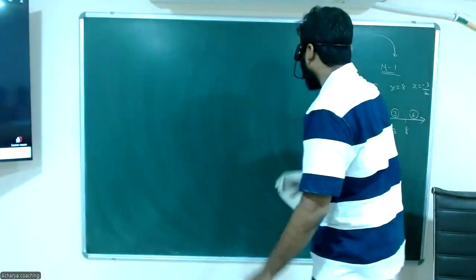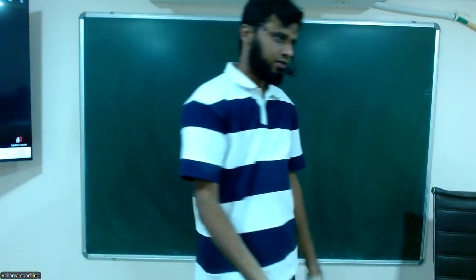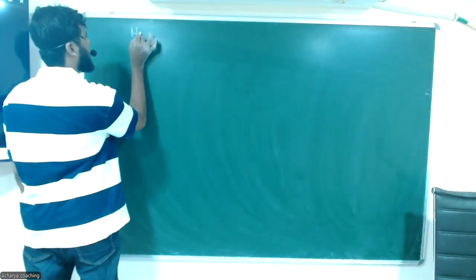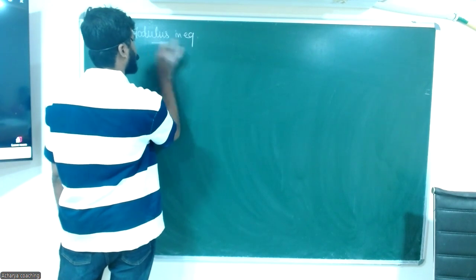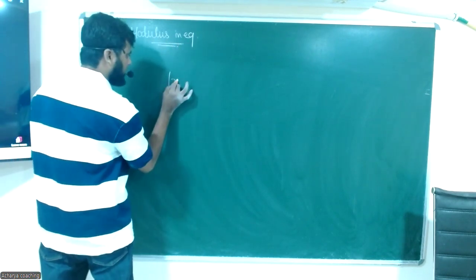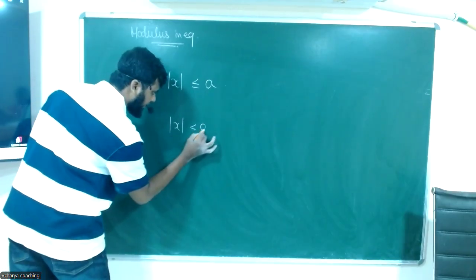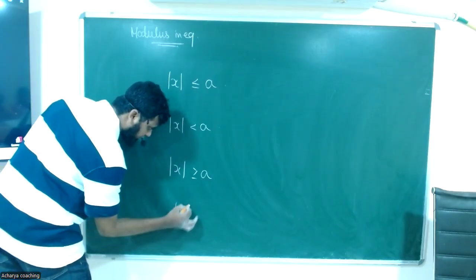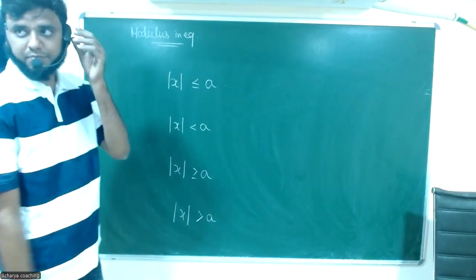So modulus equation we have seen. Now finally we can see modulus inequality. Suppose if I have modulus of x lesser than or equal to a, modulus of x less than a, modulus of x greater than or equal to a, and modulus of x greater than a. 4 types I am writing. Okay.